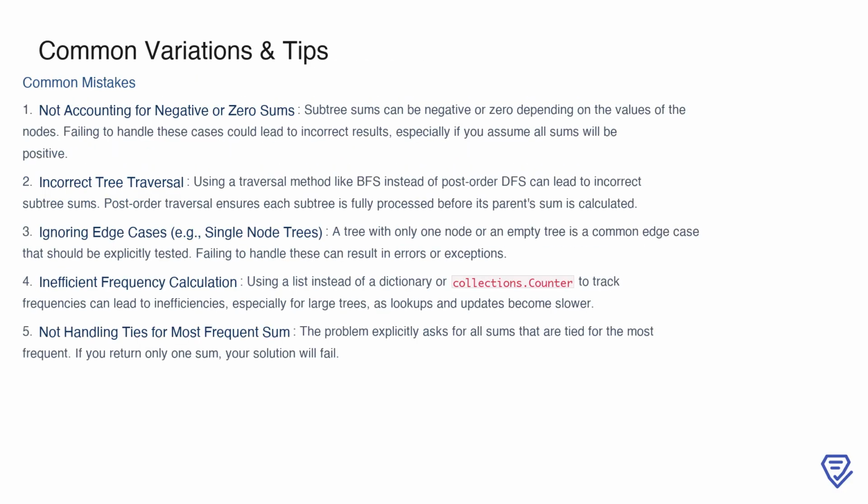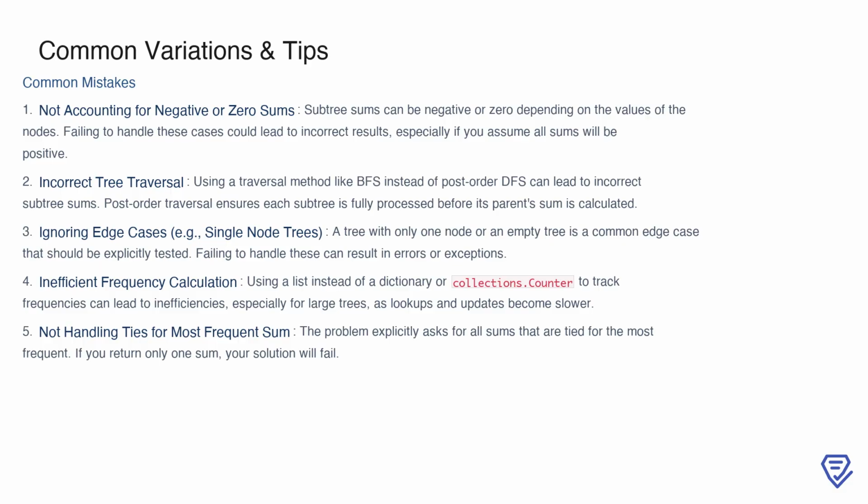When solving this problem, there are a few common mistakes to watch out for. First, subtree sums can be negative or zero depending on the values of the nodes, so it's essential not to assume that all sums will be positive. Failing to handle these cases can lead to incorrect results.